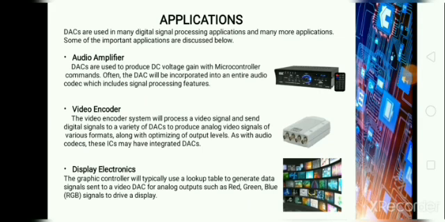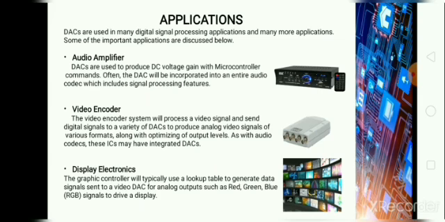Applications of D2A converters. DACs are used in many digital signal processing applications. Let us discuss some of the important applications. The first is the audio amplifier. DACs are used to produce DC voltage gain with microcontroller commands. The DACs will also be incorporated into an entire audio codec, which includes signal processing features. Video encoder. The video encoder system will process a video signal and send digital signals to a variety of DACs to produce analog video signals of various formats.